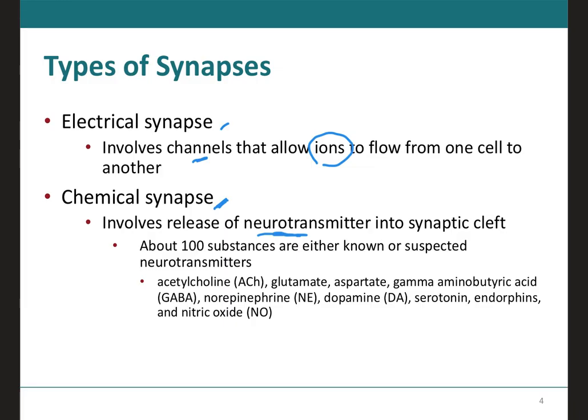And we do have about 100 different types of substances that can be classified as neurotransmitters. Here we have some that are listed, and these are either going to be excitatory or inhibitory, and we will talk about what it means to be excitatory or inhibitory in the next few slides.